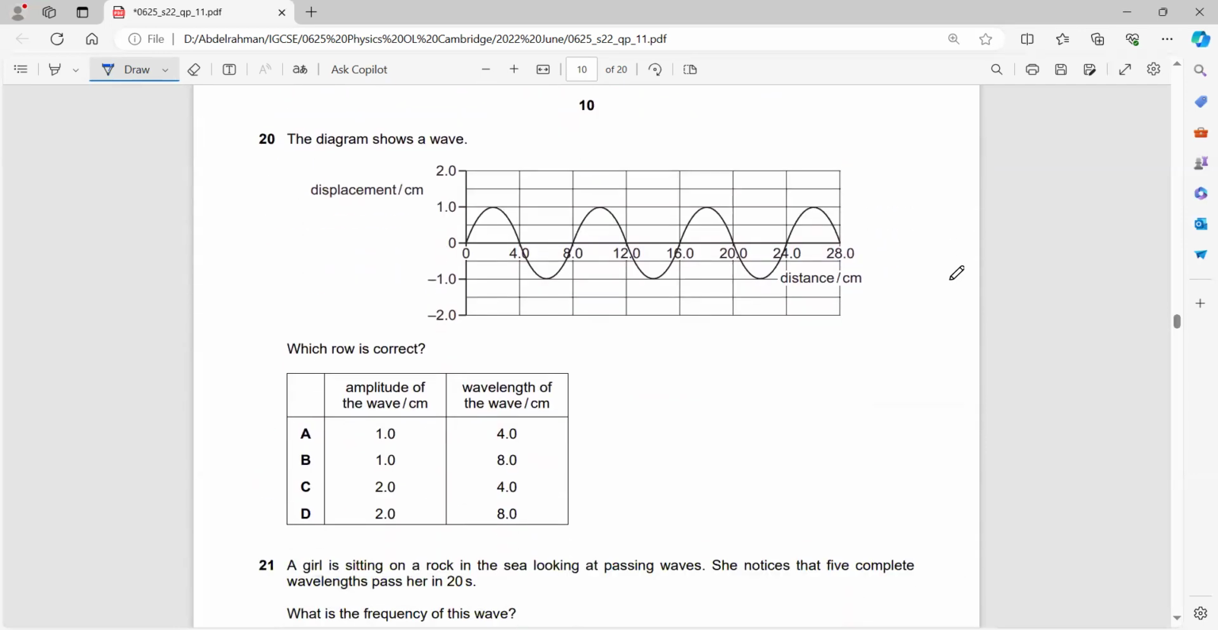What's the amplitude and what's the wavelength? What is the amplitude and the wavelength? The amplitude is 1, right. The wavelength is 8. Right, 1 and 8. How 8? It started at 0 and ended at 8. This is the wavelength.